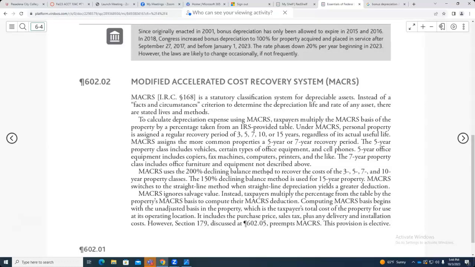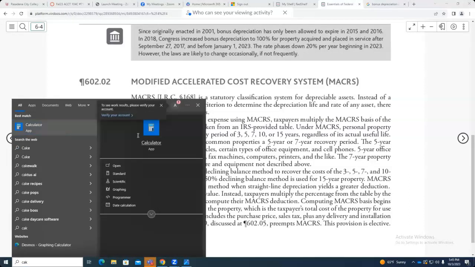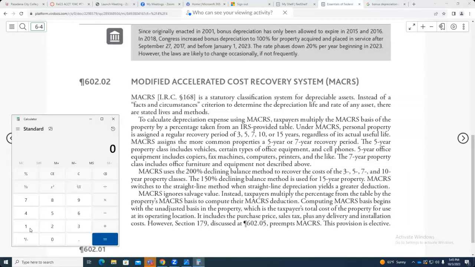MACRS uses the 200% declining balance method. If you took bookkeeping courses with me, we call it the double declining balance method. Double declining balance method is like this. Let me make it easy for you. Let's use a calculator. See how I'm doing it so you get the idea. Let's say you buy equipment for $100,000. So what is your basis? 100,000. So you say 100,000, which is 100% of your equipment, divided by, let's say this is a vehicle, 5 years life per IRS. You divide that by 5 equals 20%.